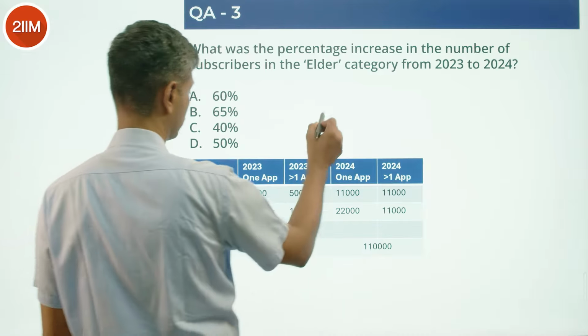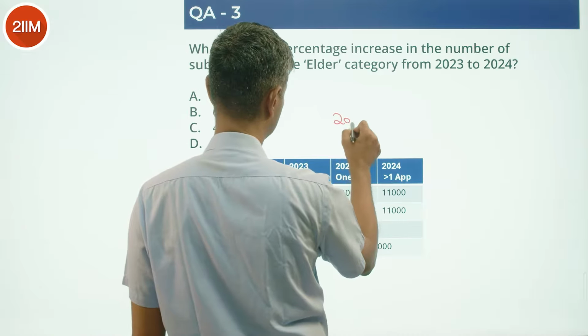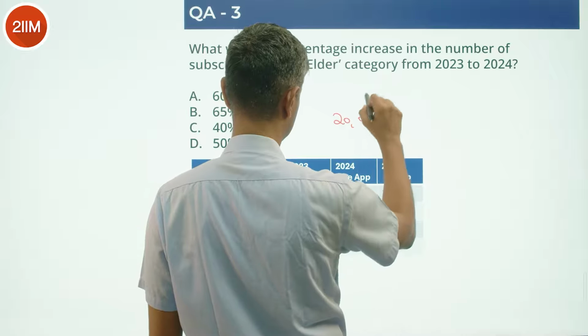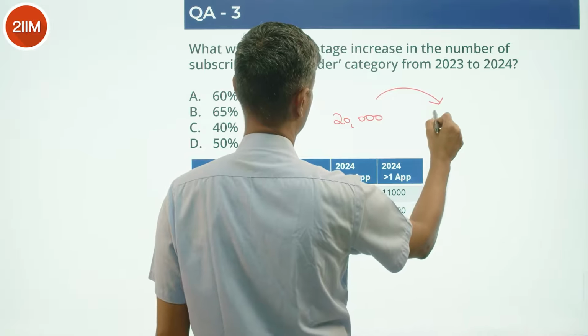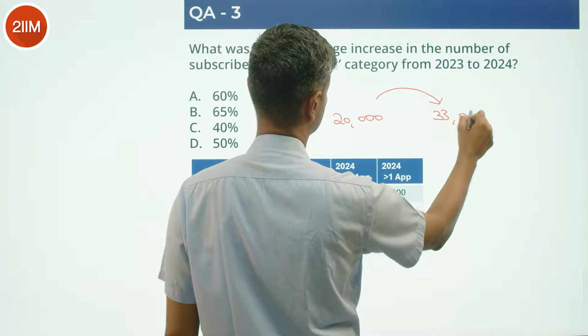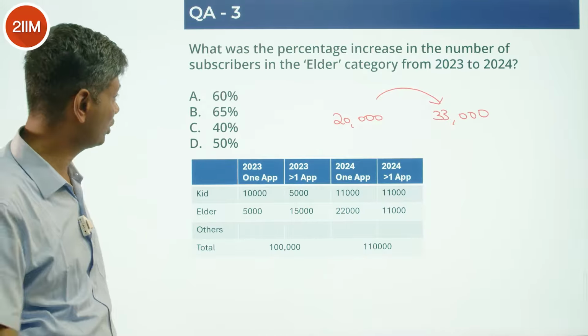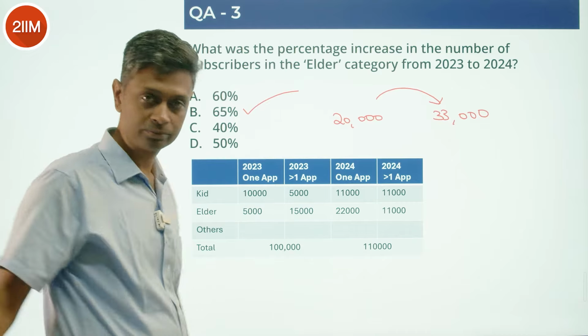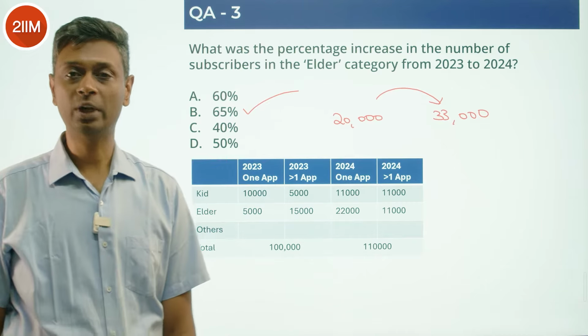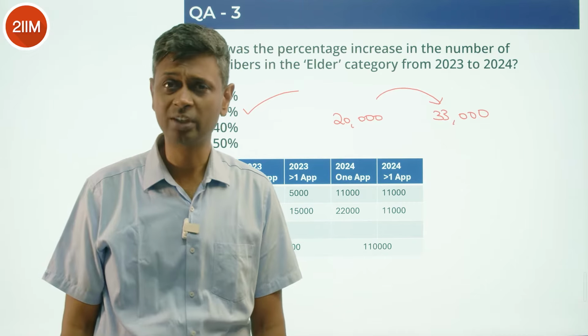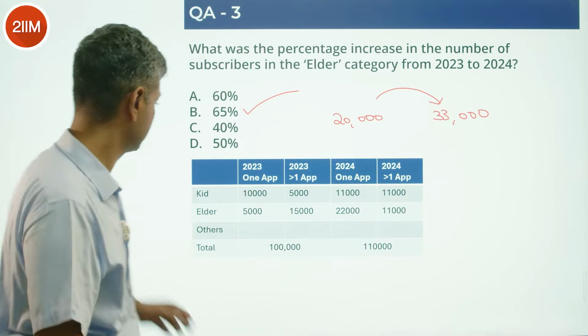Elder goes from 20,000 to 33,000. Increase of 13,000 on a base of 20,000, 65%. 13,000 by 20,000 into 100, 130 by 200 into 100, 65%.